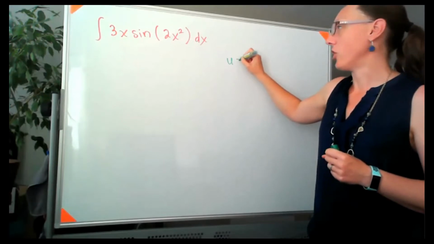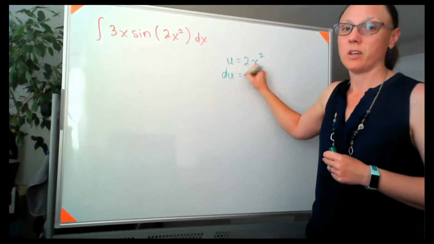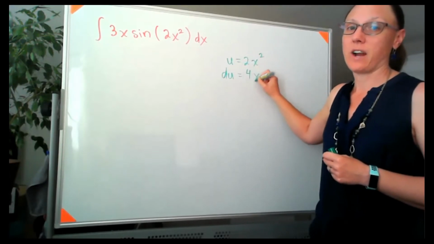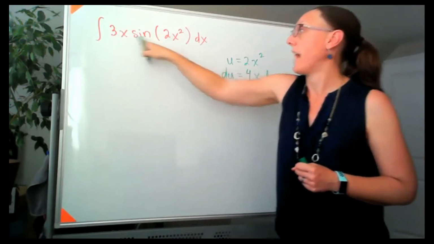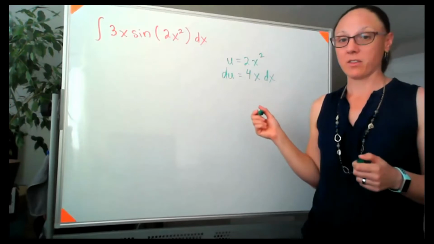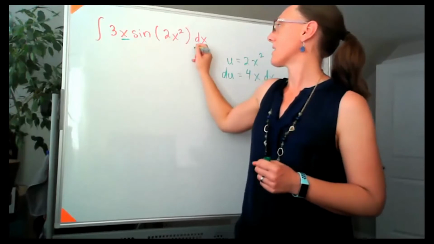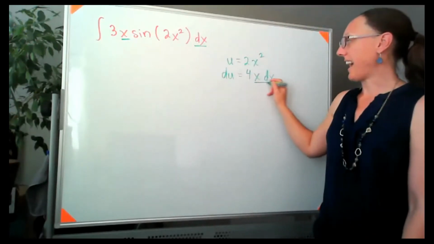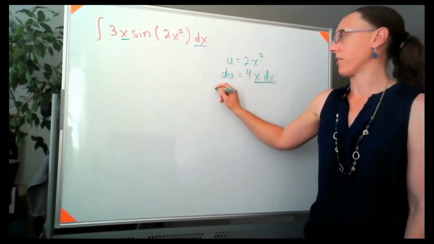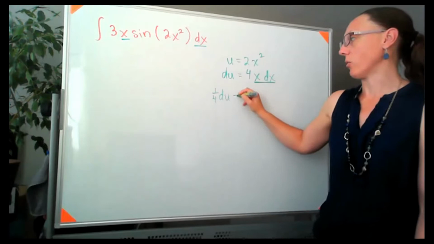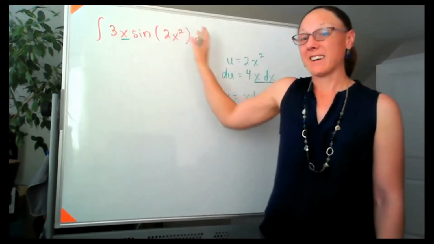If I make u equal to 2x squared, then my du, the derivative of this, is 4x dx. I don't have 4x dx. What I have is 3x dx. So I'm going to take the part of this that matches what I have over there, meaning the x and the dx. So that x dx, if I divide both sides by 4 or multiply by 1/4, I'll have 1/4 du is equal to x dx. It's going to let me rewrite the x and the dx part.